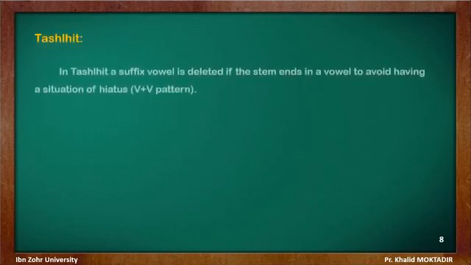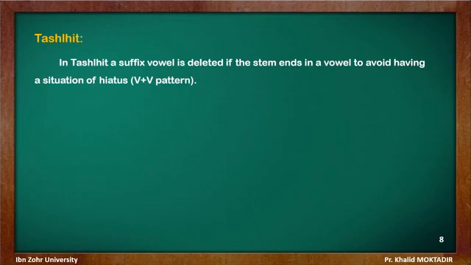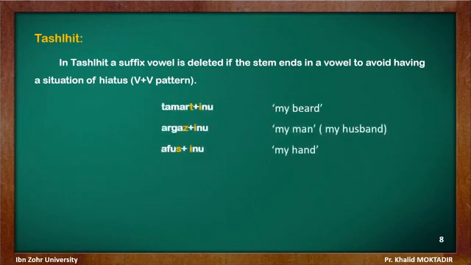As a case in point, look what happens in تجلحيت. In تجلحيت, a suffix vowel is deleted if the stem ends in a vowel to avoid having a situation of hiatus. Now look at these words.